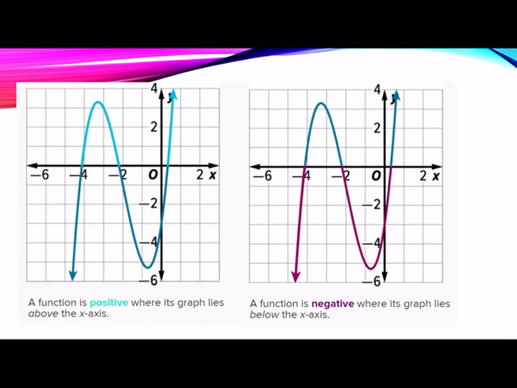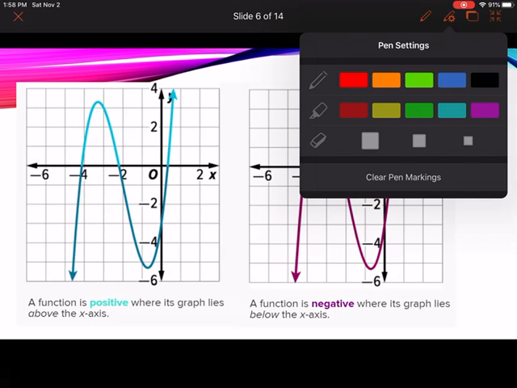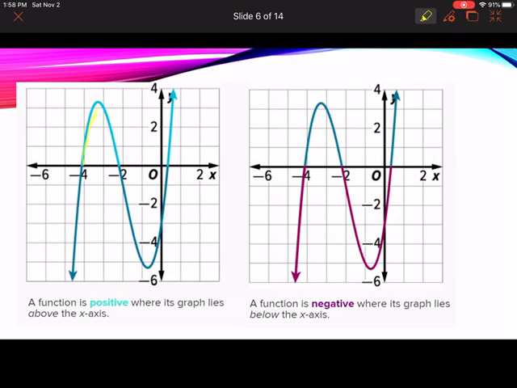So, a function is positive where its graph lies above the x-axis. So here we have everything up here in the light blue. This is all where the graph is positive. The opposite is true for negative. So negative is all down here, where the graph is below the x-axis. That's all negative.